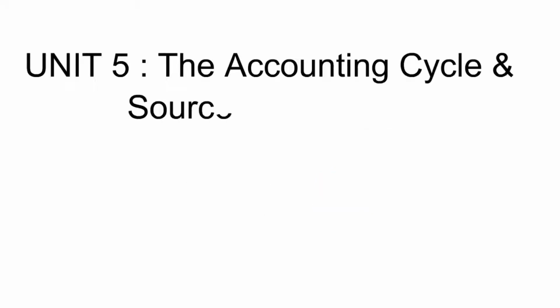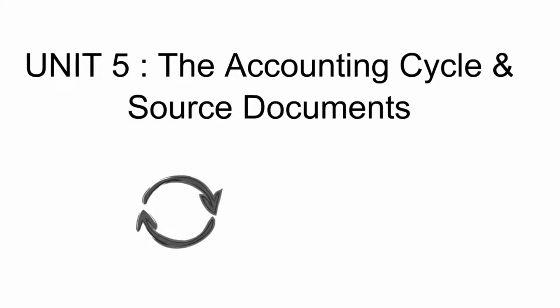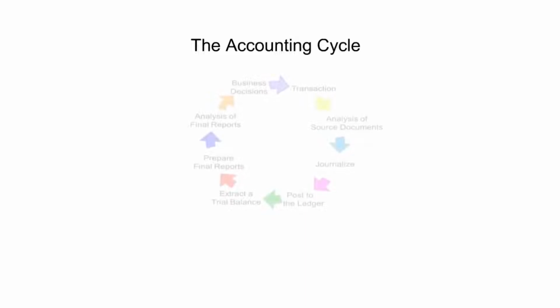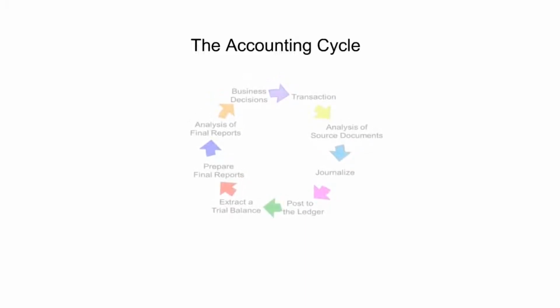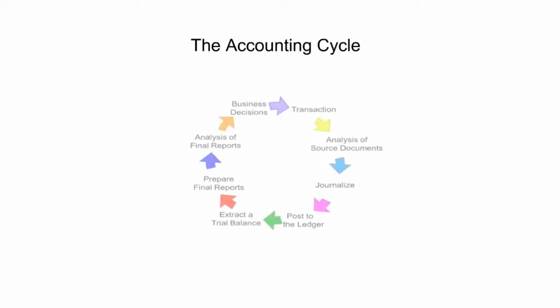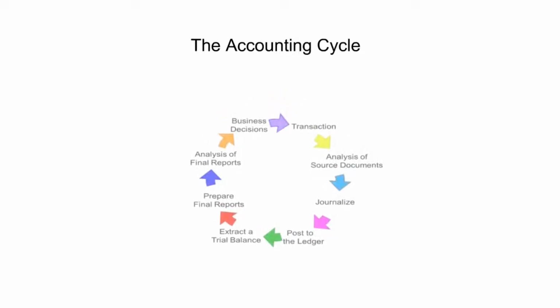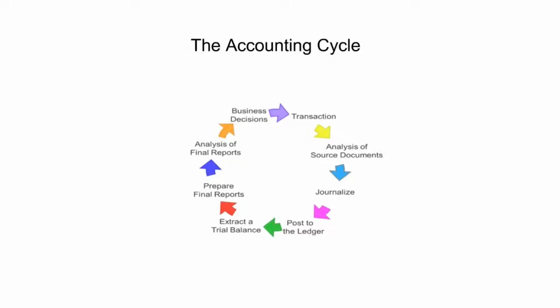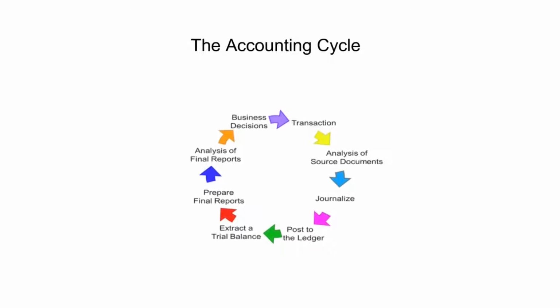In this unit, we will be looking at the accounting cycle and source documents. First, we'll look at a simple illustration of the accounting cycle. On the diagram, you'll see the accounting cycle starts with a transaction, goes from that to analysis of source documents, then to journalizing, then posting to ledgers, and then you do a trial balance, and then you prepare your reports, and you make analysis of those reports, and then finally you make decisions based on the analysis of the reports.